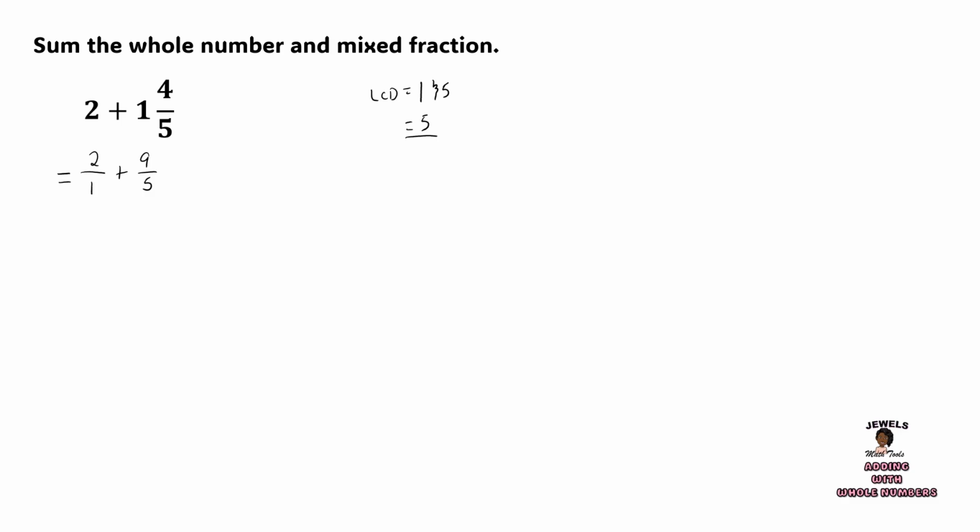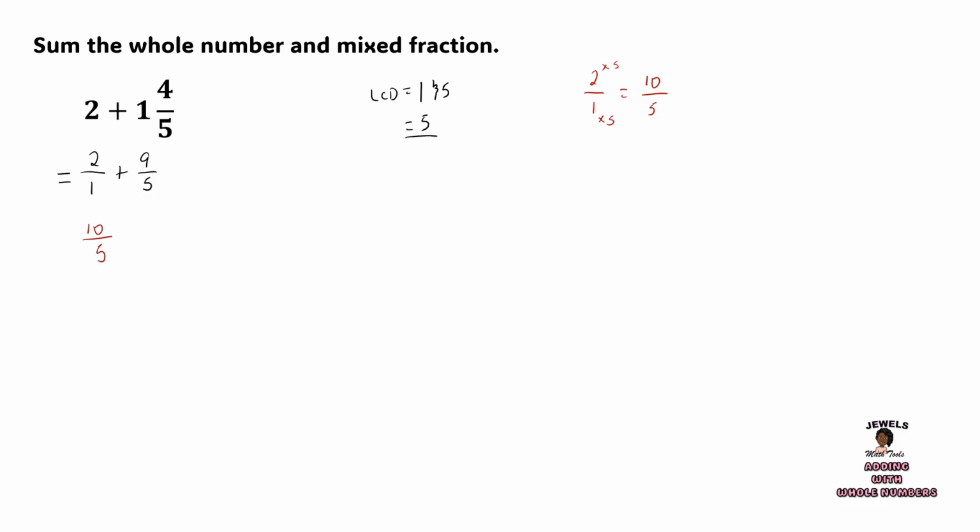So since 5 is our LCD, we're now at this step going to be converting both of our fractions into their equivalent form where they both have 5 in the denominator. So let's begin with our 2 first. And remember that we're changing this to 5 in the denominator, and we know that 1 times 5 will equal 5, and 2 times 5 will equal 10. So we'll input that fraction back into our question.